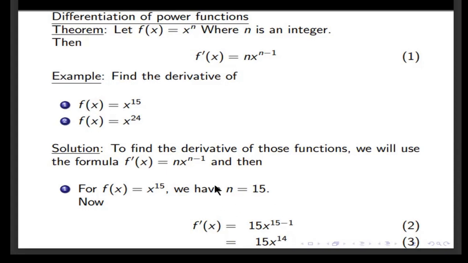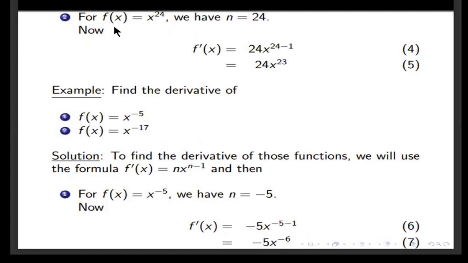Now, using the formula, f prime at x is equal to 15 times x to the power of 15 minus 1. Since it is n times x to the power of n minus 1, it is 15 times x to the power of 15 minus 1, which is equal to 15 times x to the power of 14. So f prime at x is equal to 15x to the power of 14.